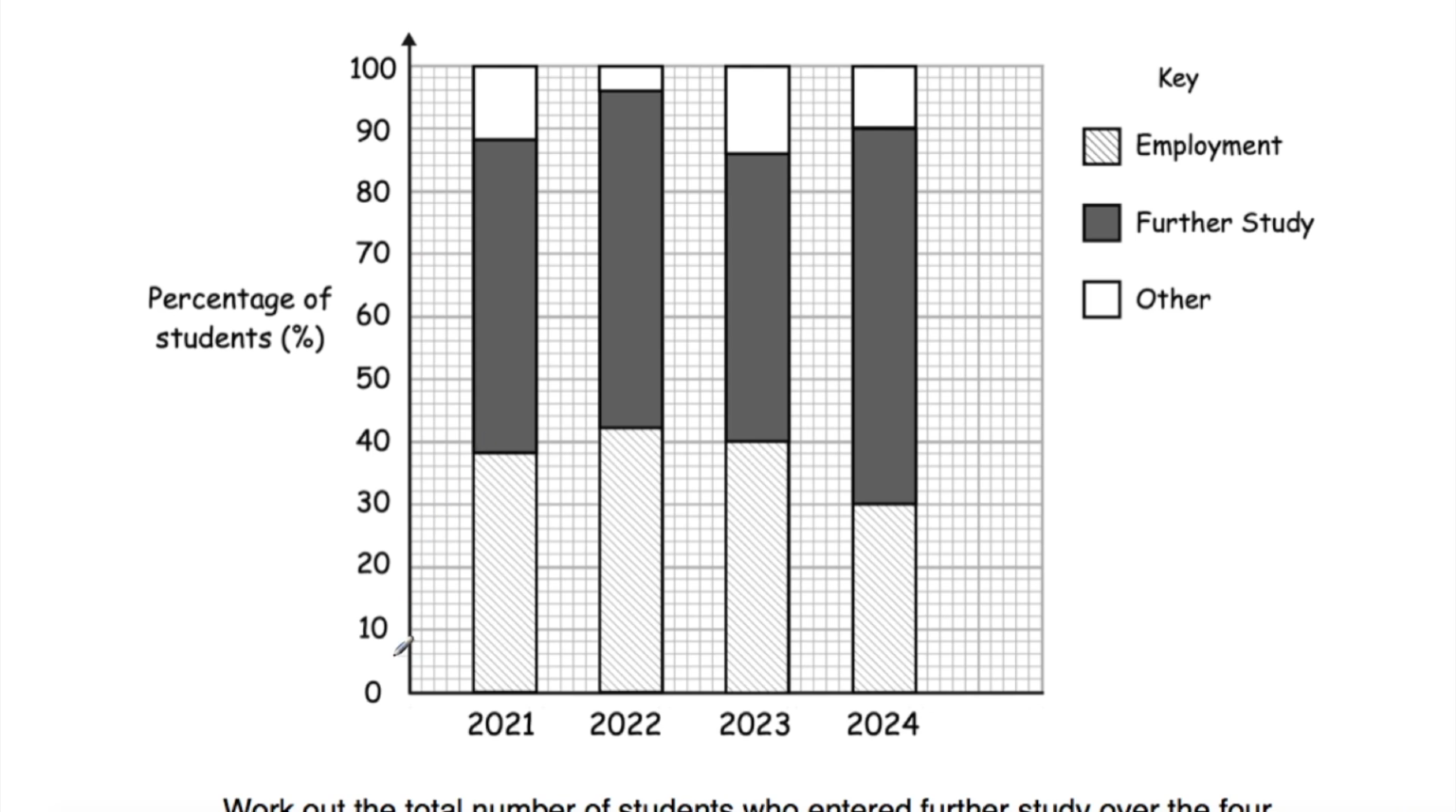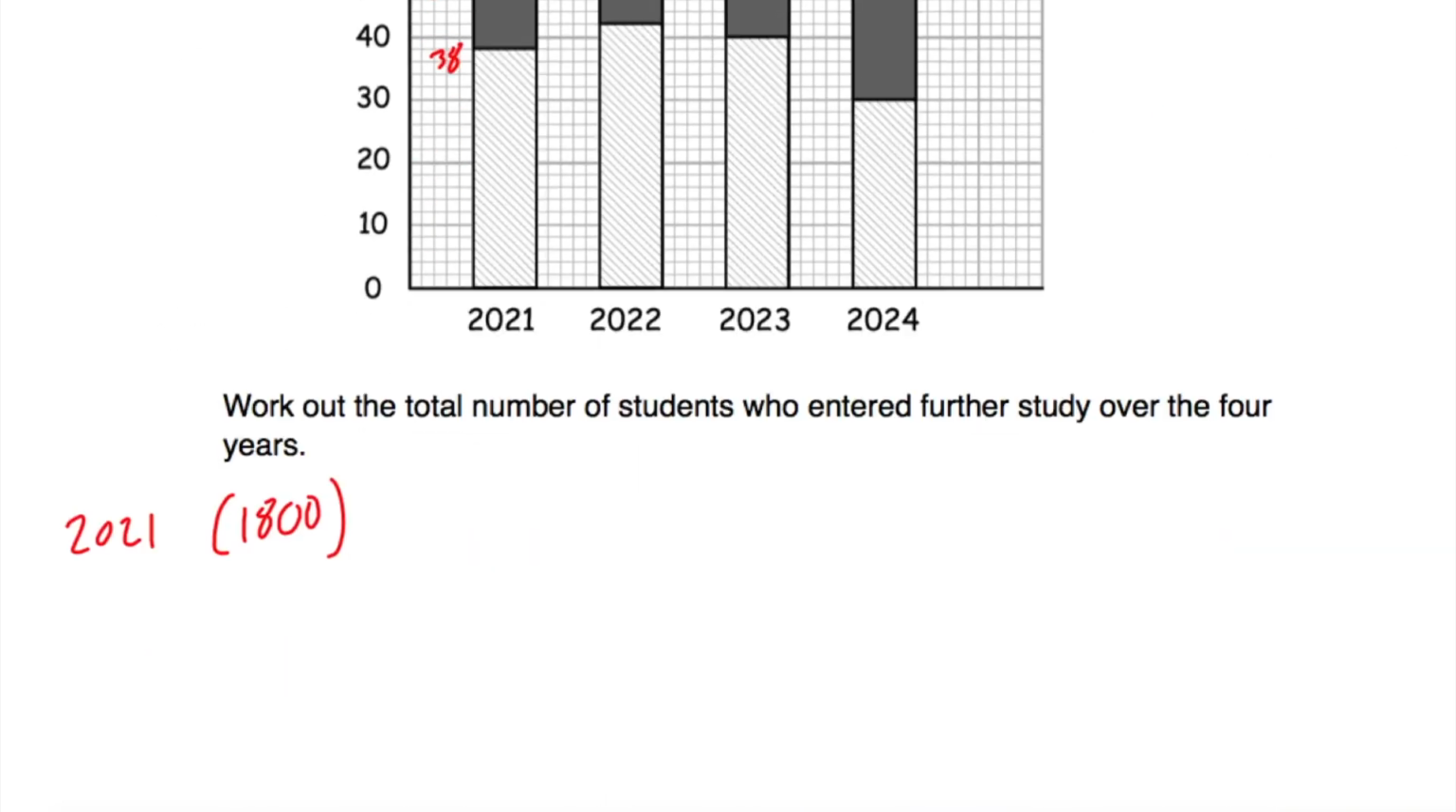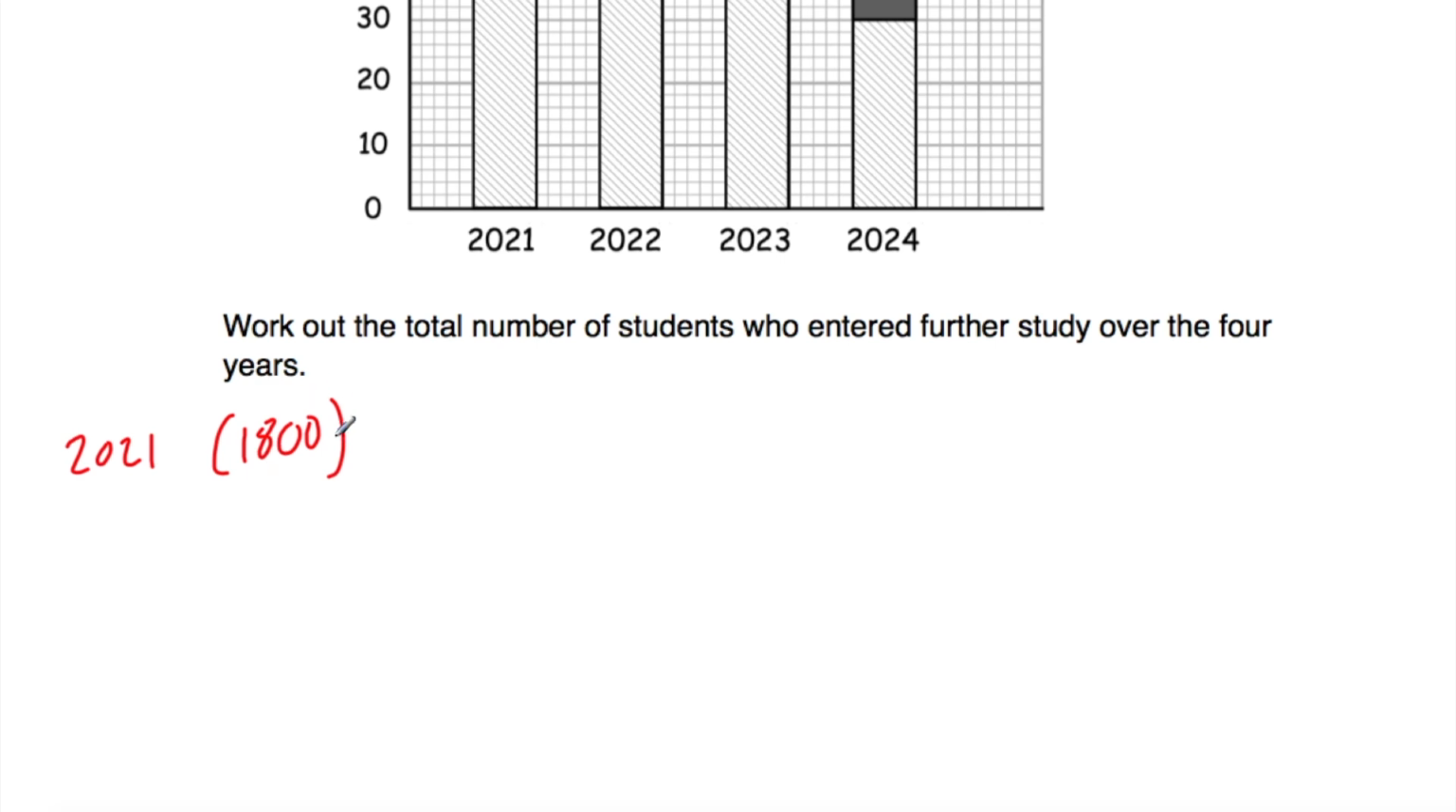So here, we've got up in twos here, 2, 4, 6, 8, 10. So here we've got 30, 32, 34, 36, 38. So that's 38%. And then if we go up here, we've got 80, 82, 84, 86, 88%. So in terms of the region for further study, that's going from 38% to 88%. That's 50%. That's fantastic. That's half of them. So if we go to 2021, half of these students are going into further study. So 1,800 divided by 2, because remember, to find 50%, we divide by 2. That's equal to 900. So 900 students went into further study in 2021.